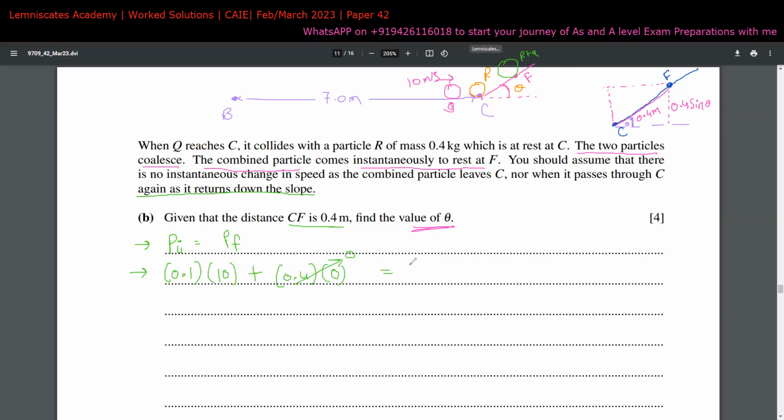When it's combined together, the masses are simply added together. So 0.4 plus 0.1 is 0.5. And now the velocity that we don't know, let's just call it V. That's something we are trying to figure out. If you solve this in your calculator, the velocity of QR comes out as 2 meters per second.